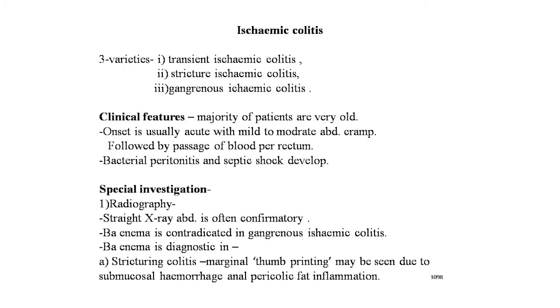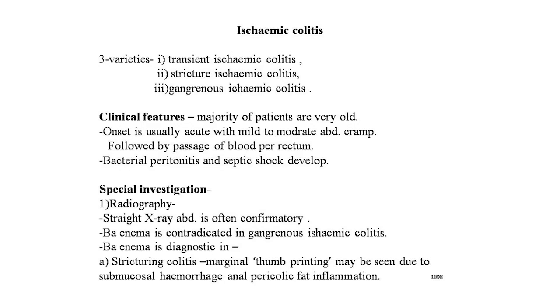Next point is ischemic colitis. There are three varieties of ischemic colitis: one is transient ischemic colitis, second is stricturing ischemic colitis, and third is gangrenous ischemic colitis. The splenic flexure is the most vulnerable segment, as this is the junction of the supply of the superior mesenteric and inferior mesenteric arteries, and in this area the marginal artery of Drummond is at its greatest distance from the bowel wall. But ischemic colitis can affect any segment of the colon.